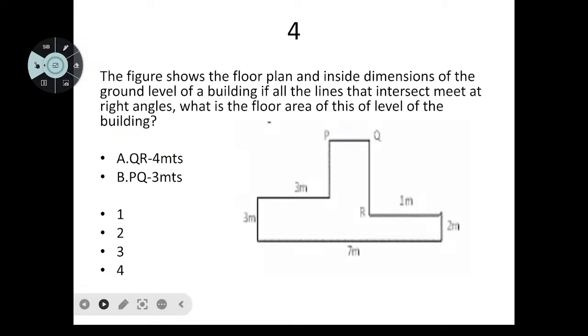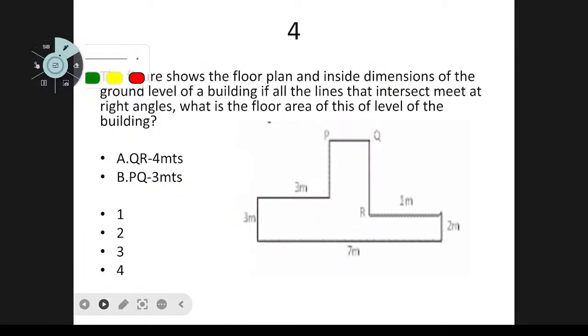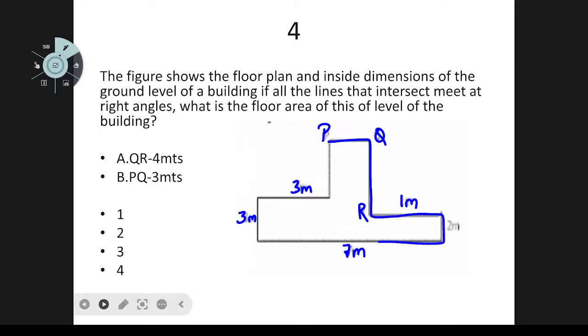Next one. This one I will draw a little bit for you, because this is not visible. 3 meters. Here it is 1 meter. It is 3 meters. 7 meters. This one is R. This is 2 meters.